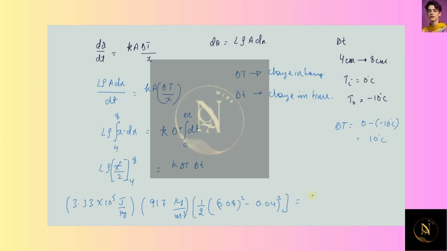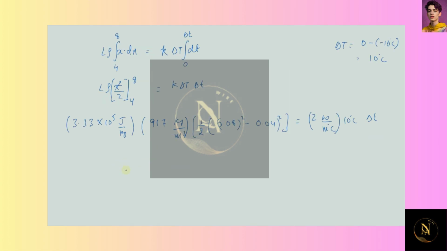This is equal to K, that is the thermal conductivity, and the thermal conductivity of ice is 2 watt per meter degree Celsius, times delta T, which we have calculated as 10 degrees Celsius, and this small delta t we have to calculate. From here delta t comes out to be, let me write in seconds, 3.66 into 10 to the power 4 seconds. If we convert into hours, we'll get approximately 10.2 hours.